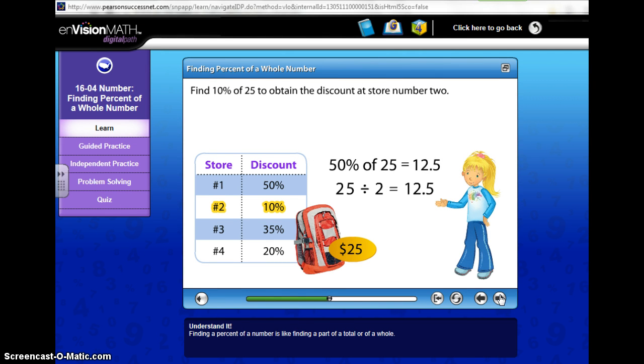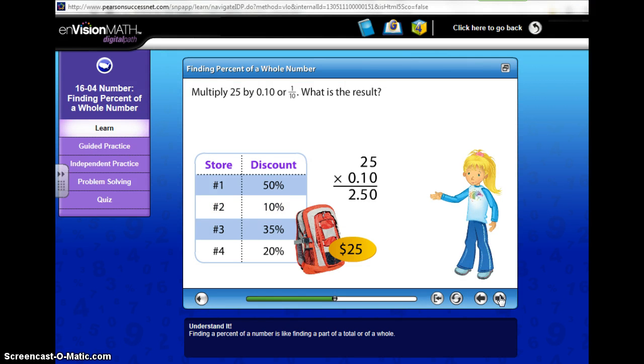Now let's try to find 10% of 25. So we're going to take our 10% and write it as a decimal. And then we're going to multiply it by the price of the backpack, and we would get $2.50. Now that's not the new price of the backpack. That's the amount that we take off of the price. So what would the new price be? Good job, Alan. $22.50.